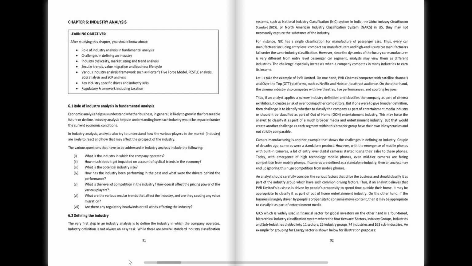Camera manufacturing is another example that shows the challenges in defining an industry. A couple of decades ago, cameras were a standalone product. However, with the emergence of mobile phones with built-in cameras, a lot of entry-level digital cameras started losing their sales to these phones. Today, with the emergence of high-technology mobile phones, even mid-tier cameras are facing competition from mobile phones. If cameras are defined as a standalone industry, then an analyst may end up ignoring this huge competition from mobile phones. An analyst should carefully consider the various factors that drive the business and should classify it as part of the industry group which has such common driving factors.